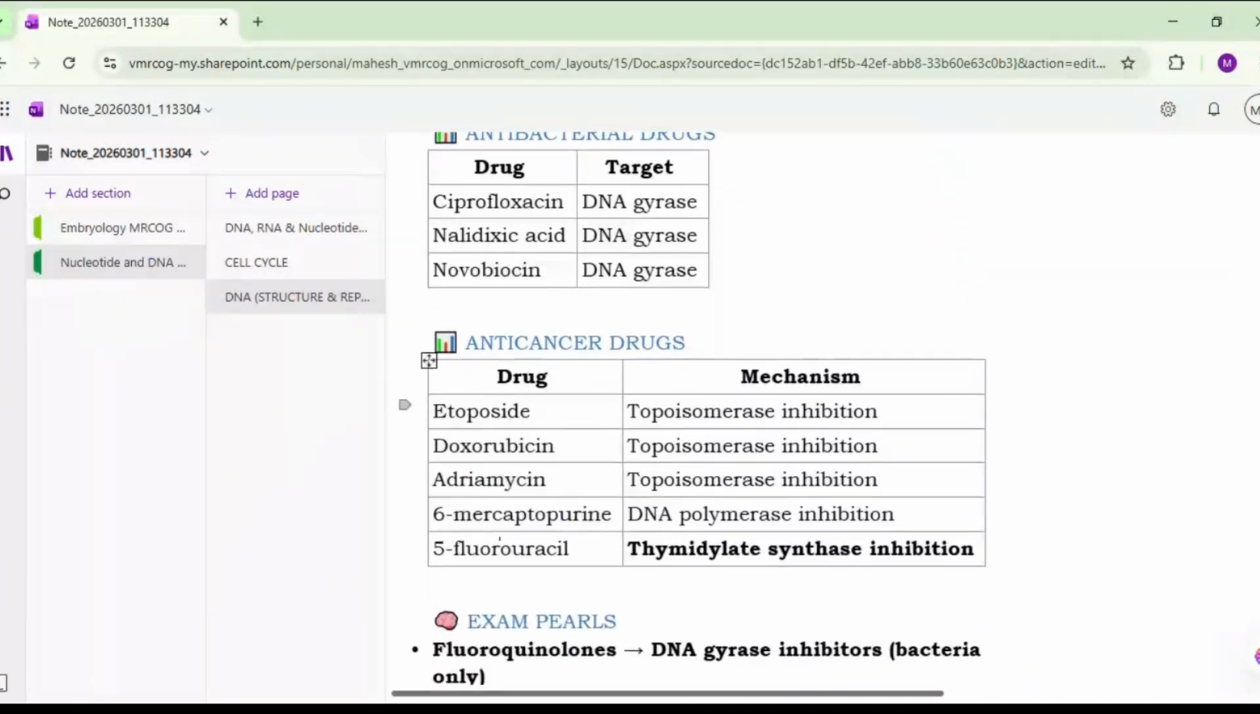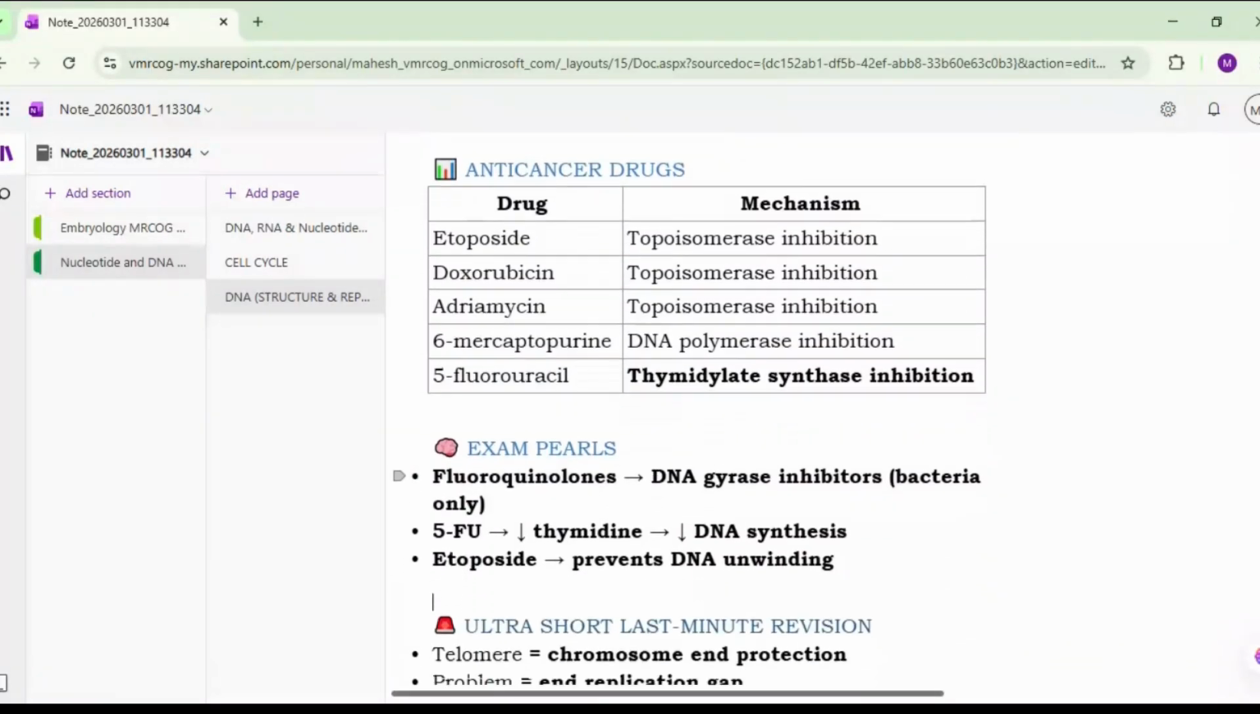Then anti-cancer drugs. Etoposide will act on the topoisomerase. Doxorubicin will also inhibit topoisomerase. Adriamycin will also inhibit topoisomerase. These are all questions which are asked, how these drugs are acting. Then 6-mercaptopurine, DNA polymerase inhibition. 5-fluorouracil, thymidylate synthase inhibitor.